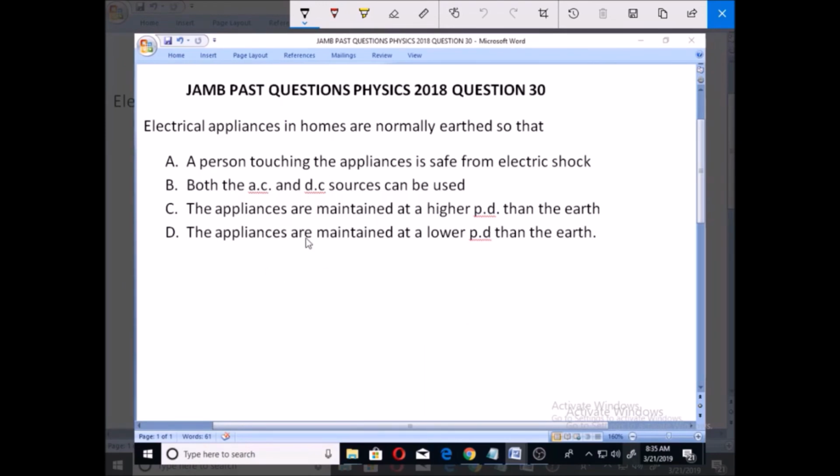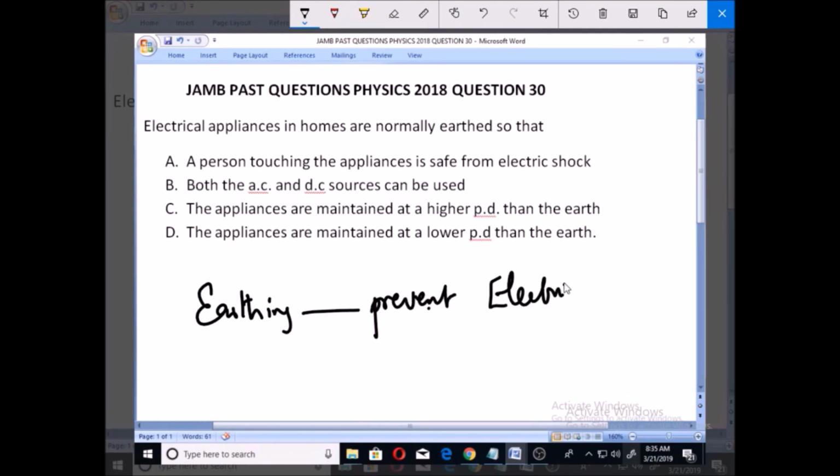So whenever you hear the word earthing, earthing is done in order to prevent electric shock. You do earthing in wiring in order to prevent electric shock. That is the sole essence of earthing. And that makes option A, a person touching the appliances is safe from electric shock, the right answer for this. You don't earth because both the AC and DC sources can be used.